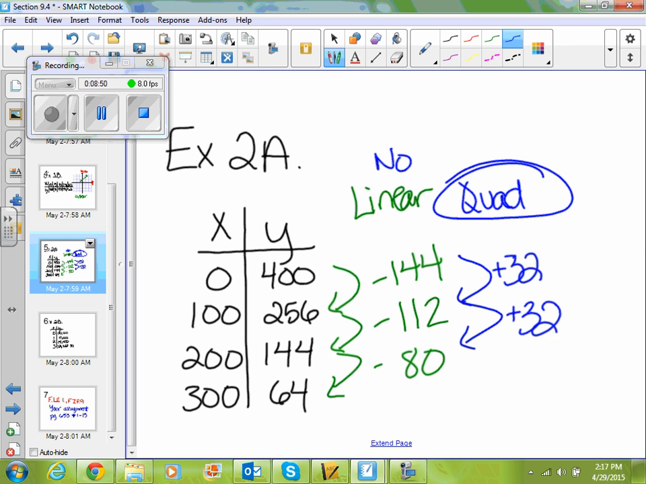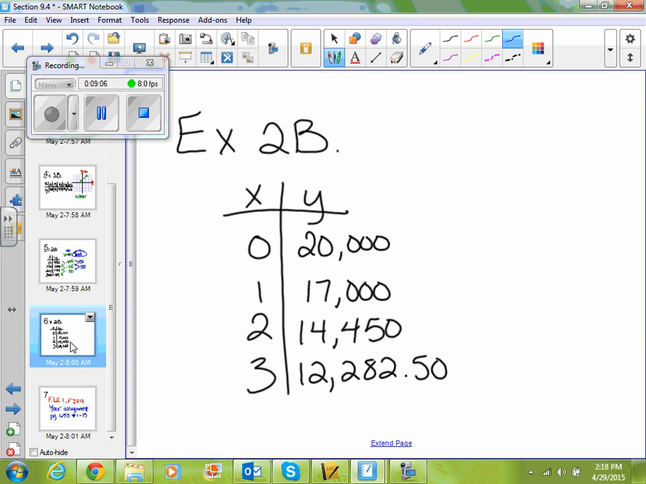If this didn't work, then what's our only other option for a function? Exponential. If linear doesn't work and quadratic doesn't work, then you don't even have to worry about doing the third step. You just know it's exponential because the other two didn't work. Right? Process of elimination. Okay, so let's do that one more time, and then you guys can get started.